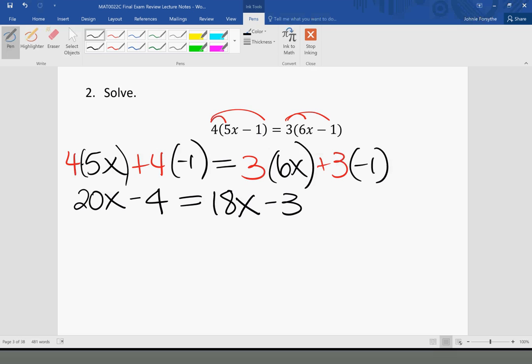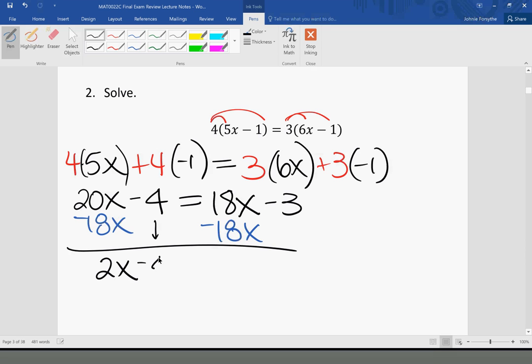So I want to put my variables on one side and my constants on the other side. So let's go with the x terms on the left. So I'm going to subtract this 18x. So on the left, 20x minus 18x is 2x. Bring down that minus 4 equals 18x minus 18x cancels out. I'm going to bring down that minus 3. And then now that I have my variables on the left, I want to put my constants on the right. So I'm going to add the 4. So this will cancel out and add 4 to the other side.